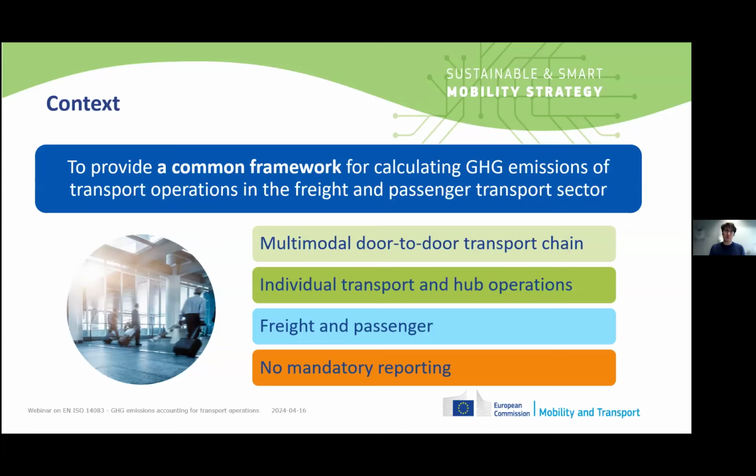Our objective, as I said, is to provide a common framework for calculating GHG emissions of transport operations, which means that we cover multimodal door-to-door transport chains, individual transport and hub operations for both freight and passengers. And we adopt the ISO standard as a reference methodology, so we also strive to use its terminology as much as possible. What we don't follow is the mandatory reporting. We leave it on a voluntary basis, so they can follow the rules set out in the ISO standard, but CountEmissions EU does not oblige the reporting of the greenhouse gas emissions from transport services. Next slide, please.